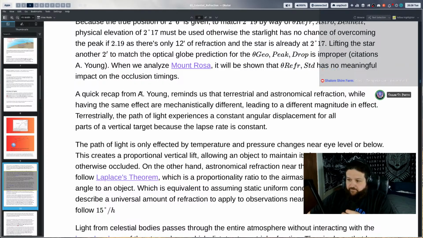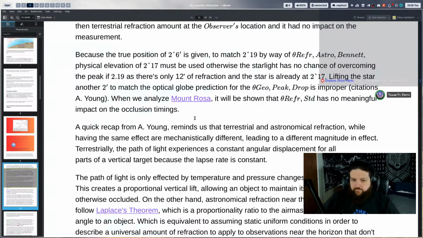Right. So I get that it's not affecting the star, but aren't they arguing that they're applying terrestrial refraction from the observer to the mountain, specifically to the peak? They're saying that the peak itself is refracted by 2 arc minutes. Yeah, so if it hits the peak's true elevation at 217, then that's when it would get occluded.